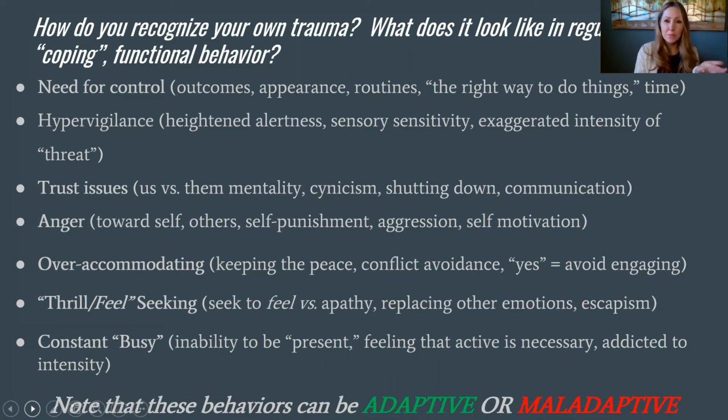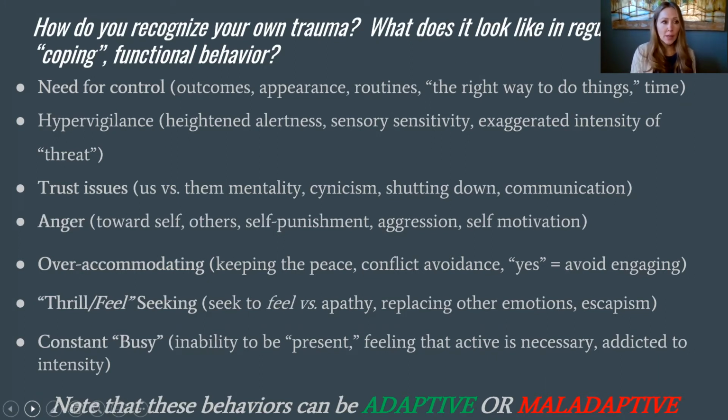Some of them, again, when we talk about that balance, that homeostasis, when we are using that information in our best way, then that can be really adaptive. But it can also be on the continuum of maladaptive. Let's look at some of these for examples. The need for control. That can be in the outcomes, in our own appearance, in routines, in the right way to do things. That can be great, right?